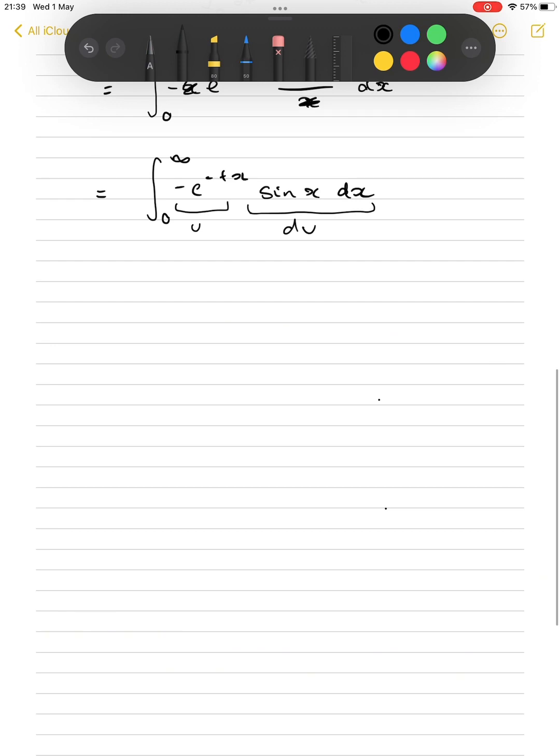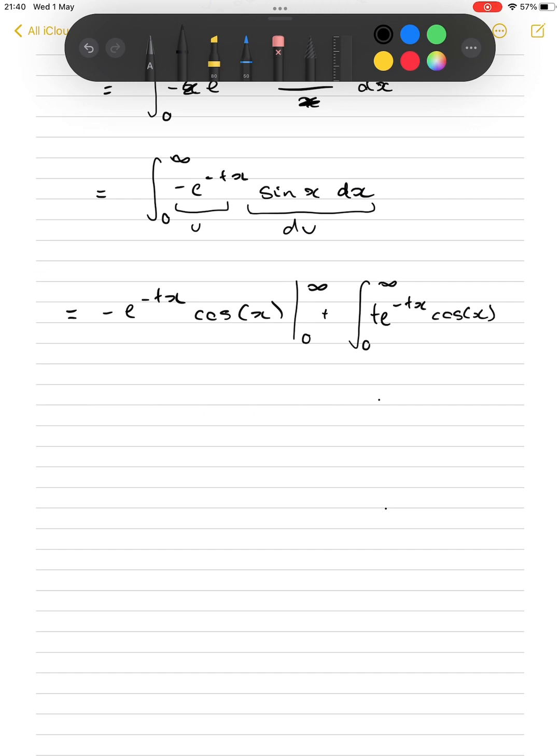Essentially, this is equal to, by integration by parts, negative e to the negative tx times cosine x, the derivative of sine x, from 0 to infinity, our boundaries of integration, and we add the improper integral of negative t e to the negative tx cosine x dx.